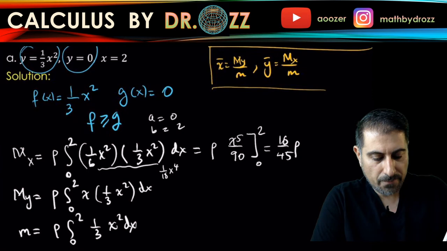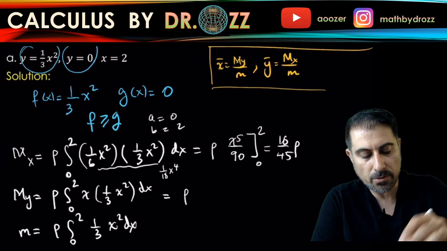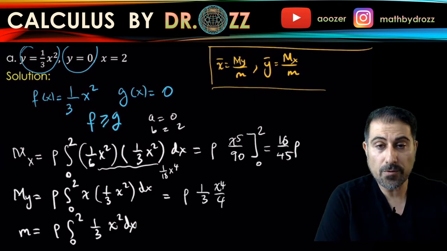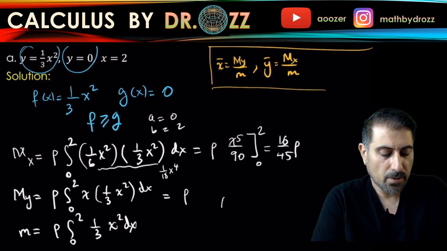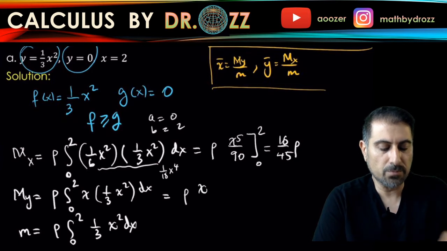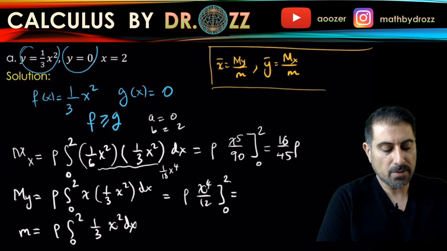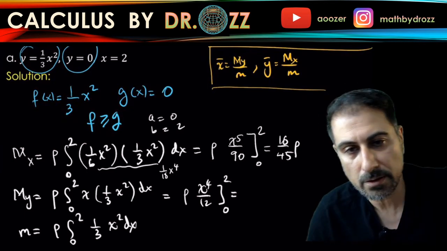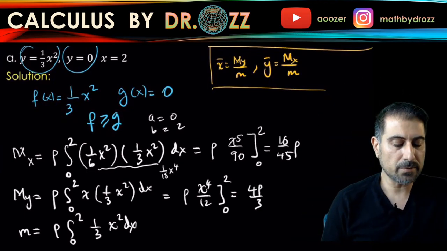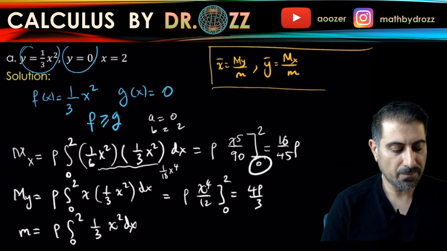All right. For this one, we have 1/3 x cubed. So this should be 1/3 x to the 4th divided by 4. So in total, this is x to the 4th divided by 12, from 0 to 2. 2 to the 4th is 16. 16 divided by 12, that's 4 rho over 3. And 0 doesn't have any contribution here either. So this 0 here does not have any contribution for the final output.